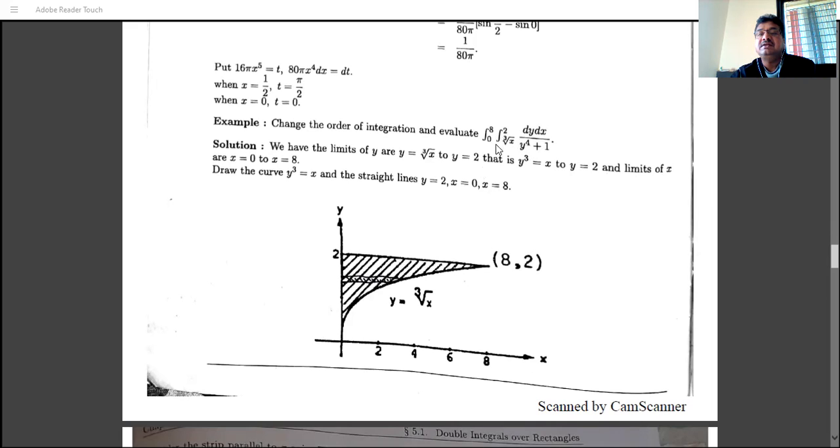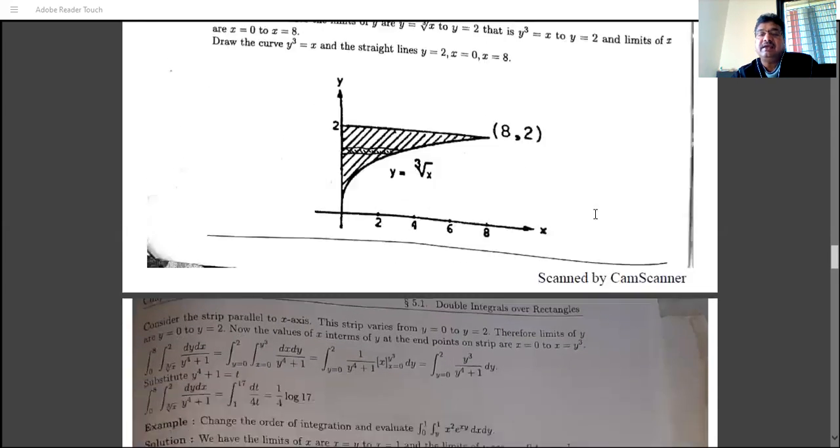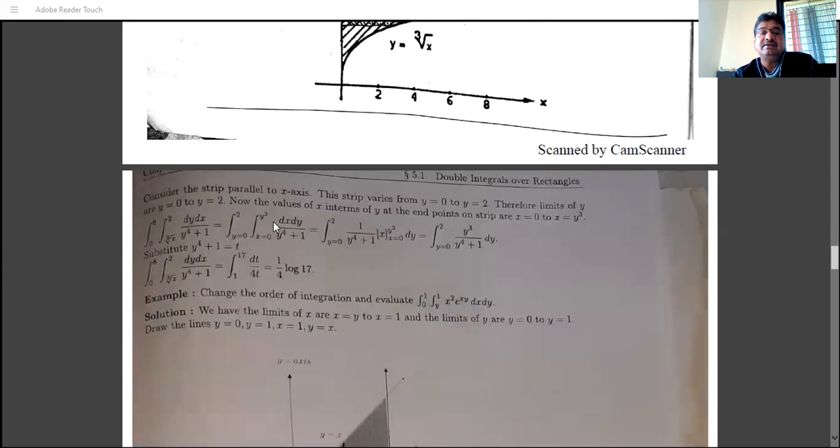And now here the integration is first with respect to y, and then with respect to x. The given integration is this, and we have to change the order, which means we have to integrate with respect to x first. That's why we take a strip parallel to the x axis. So this is the strip parallel to the x axis, and then this integration is equal to, instead of dy dx, dx dy. This 1 by y raised to 4 plus 1 stays as it is. There is no change in the integrand. The change is only in the limits.